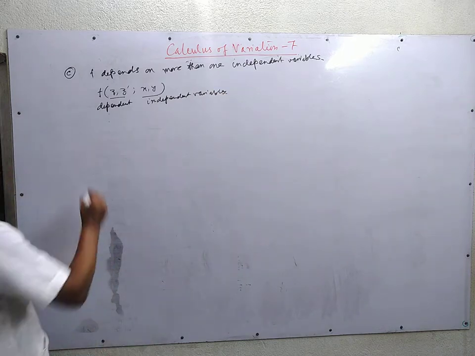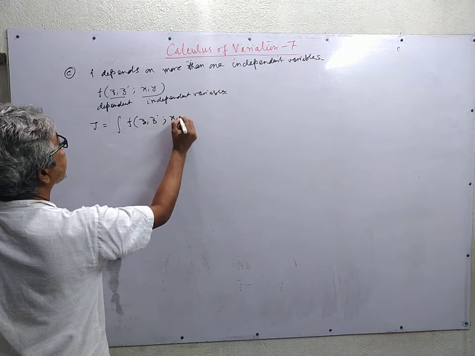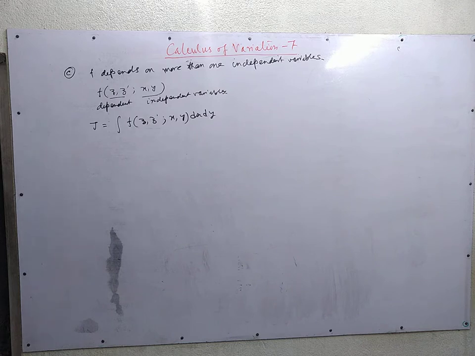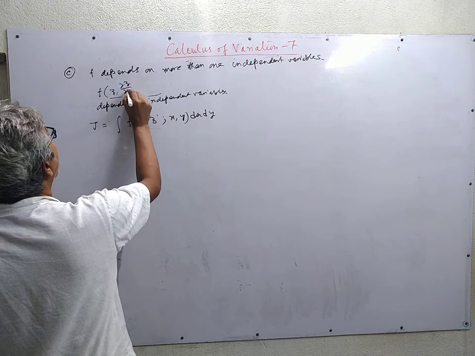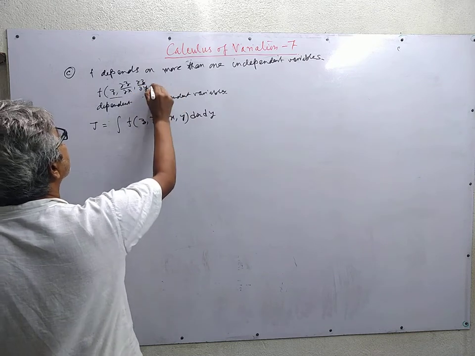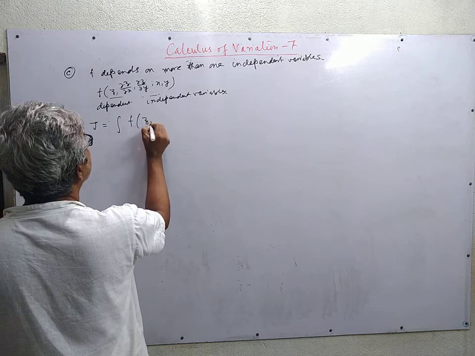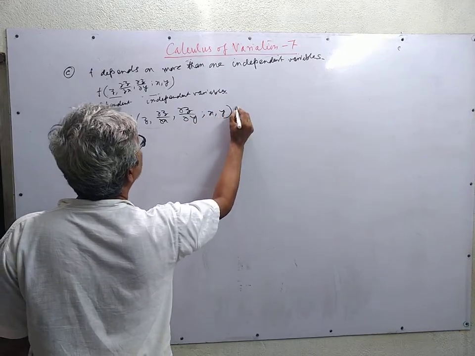So the functional is defined as f of z, z prime, x, y, dx dy. This is the double integral: integration over x and integration over y with limits x1, y1 to x2, y2. Now this z prime needs to be specified. This depends on del z del x, del z del y, and then the independent variables x and y. So this is a functional of z, del z del x, del z del y, x and y, dx dy.